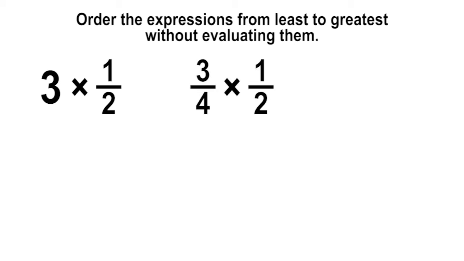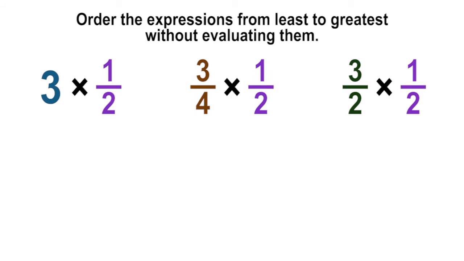The next problem asks us to order the expressions from least to greatest without evaluating them. The expressions are 3 multiplied by 1/2, 3/4 multiplied by 1/2, and 3/2 multiplied by 1/2. To begin, it is important to recognize that each expression contains one factor in common, 1/2. This means we can compare the sizes of the uncommon factors to help us place the expressions in ascending order.